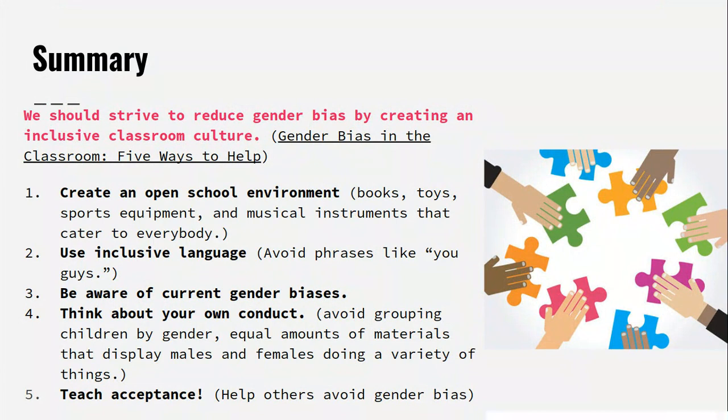In conclusion, please remember that in the classroom we should strive to reduce gender bias by creating an inclusive classroom culture. Susan Butler's blog on sharemylesson.com offers these 5 simple ways we can help reduce gender bias. Create an open school environment, using inclusive language, be aware of current gender biases, think about your own conduct, and most importantly, teach acceptance.